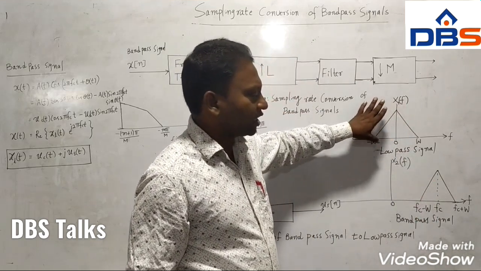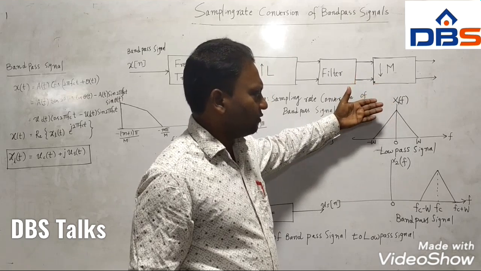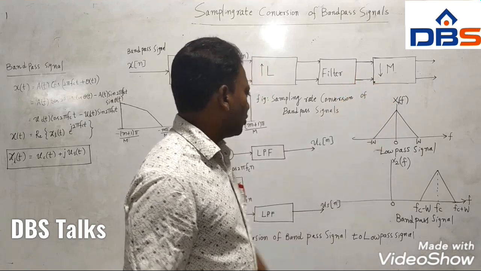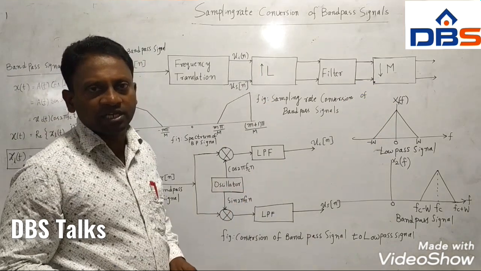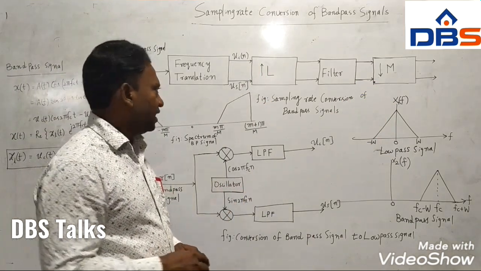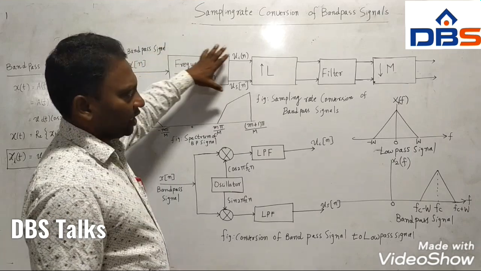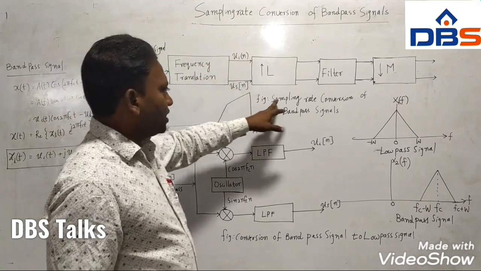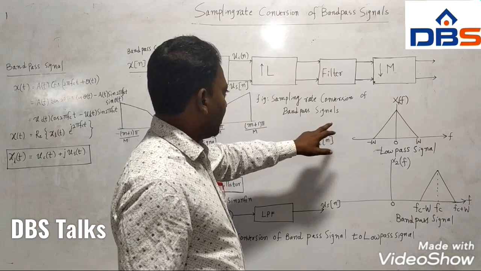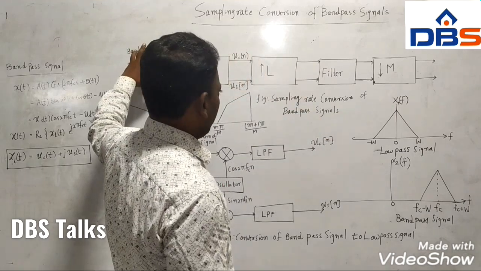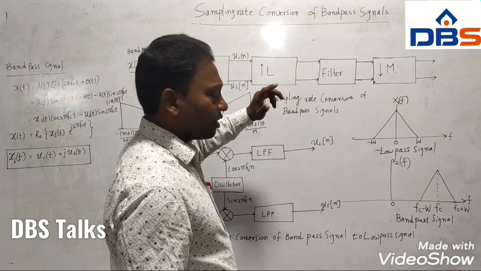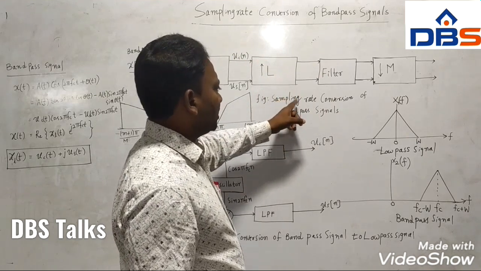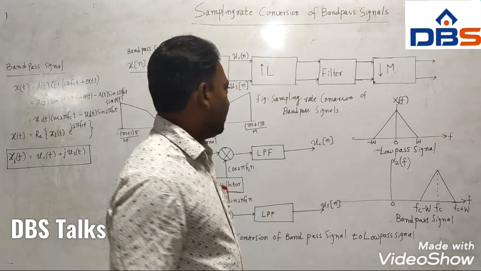We have seen sampling rate conversion of low pass signals previously, in the beginning classes. Now we are going to see this. To implement the sampling rate conversion of a band pass signal, we have a block diagram. This is the first block diagram, a block diagram representation of a system for sampling rate conversion of band pass signals.